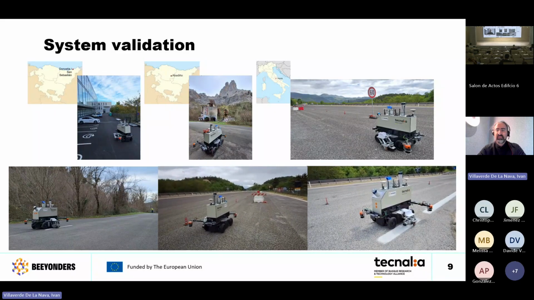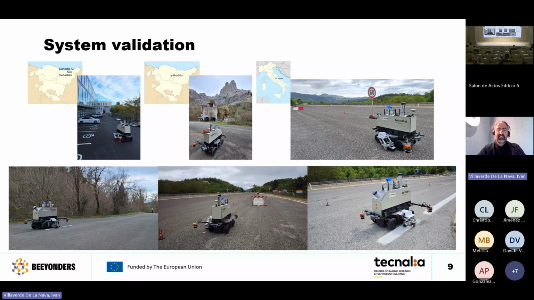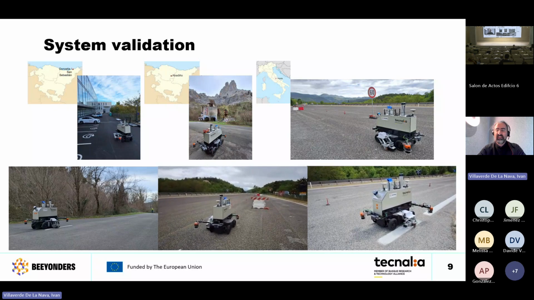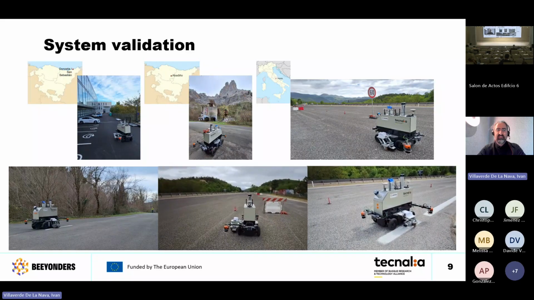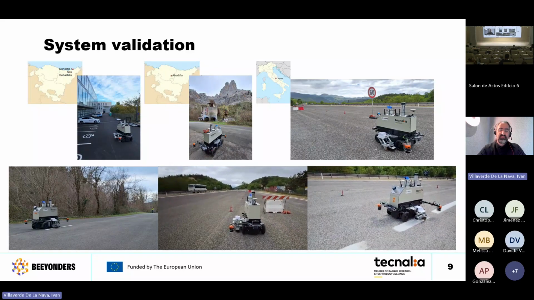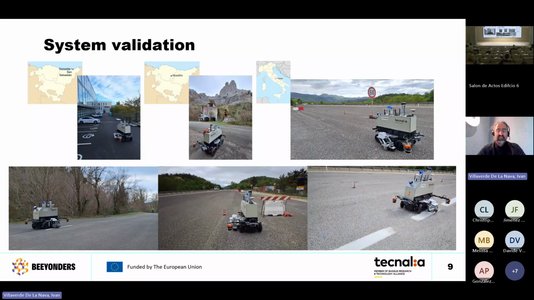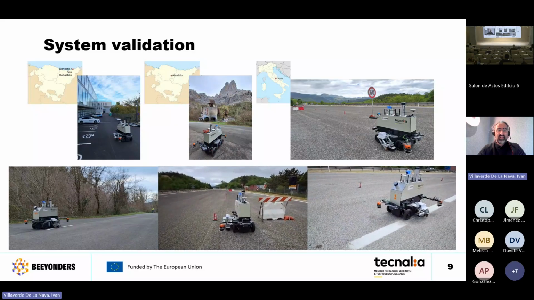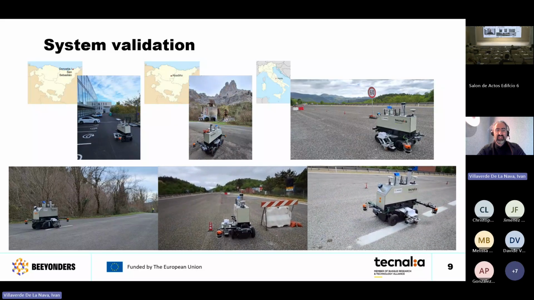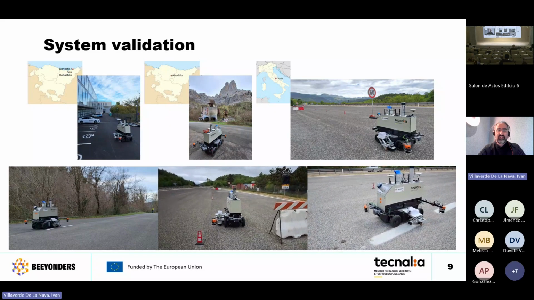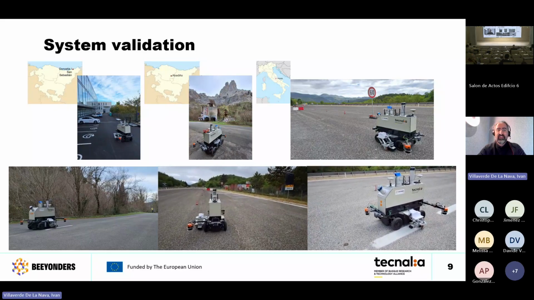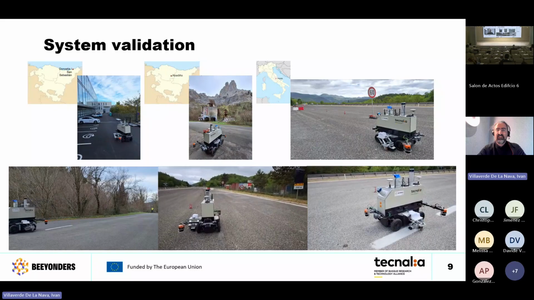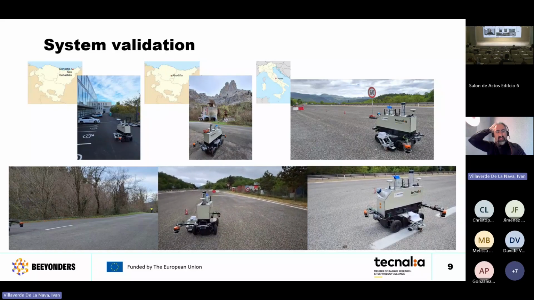And the final demonstration took place there in the highway near L'Aquila in Italy. So in all cases, the prototype successfully performed its task, navigating autonomously, using both navigation approaches, executing the missions received from the digital twin, and accurately measuring road markings retroreflectivity.